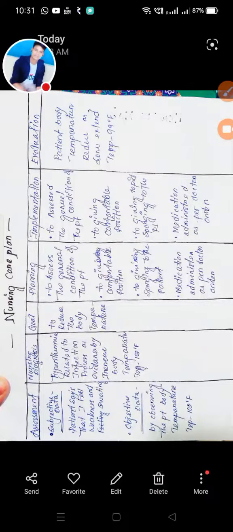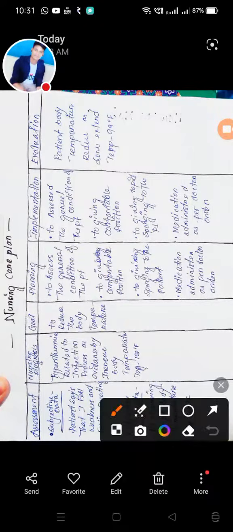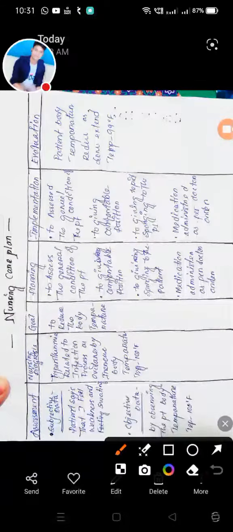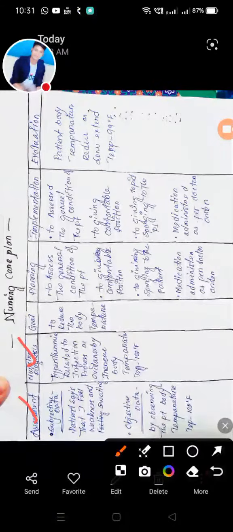Same like this, you have to make a table with assessment, diagnosis, goal, planning, implementation and evaluation. So these are the 6 steps. In the same way, you have to make these 6 columns, and one by one I am going to tell you how to fill in and how to write this care plan. Okay.